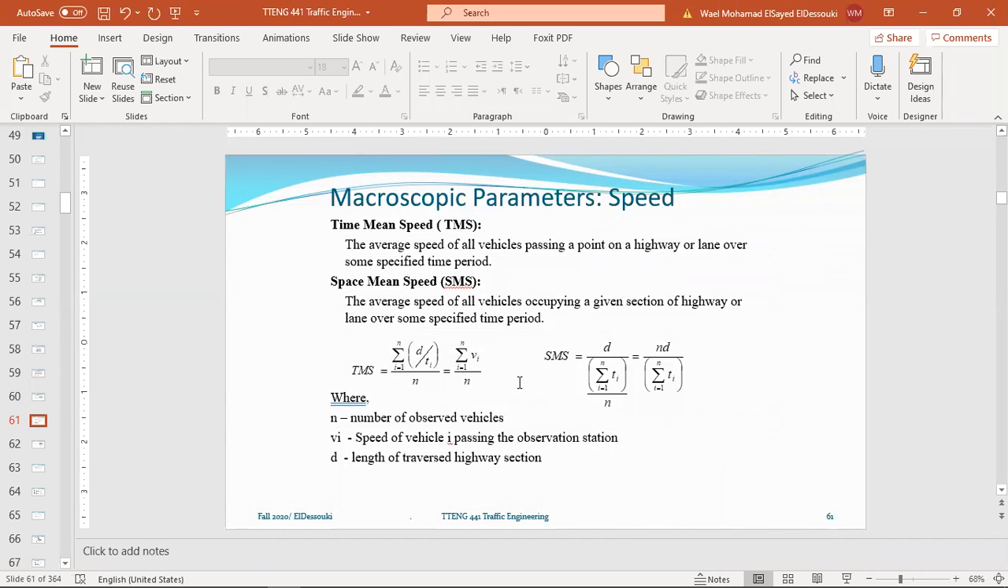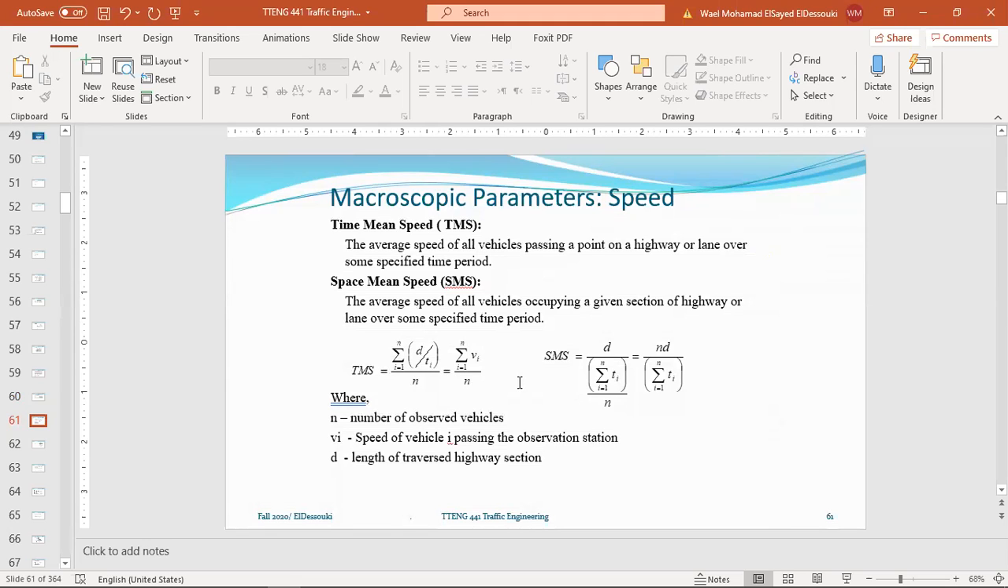We have two types of speed. We have the time mean speed and the space mean speed. What do we mean with the time mean speed? Basically, the average speed of all vehicles passing a point on a highway or lane over some specified time period. The space mean speed is basically the average speed of all vehicles occupying a given section of a highway or lane over some specified time period.